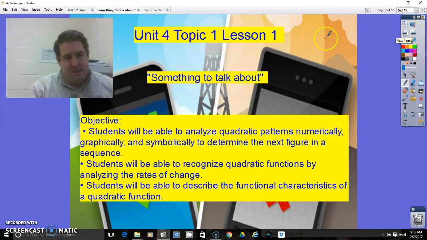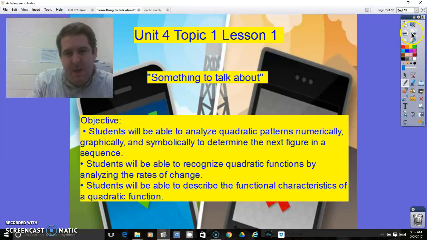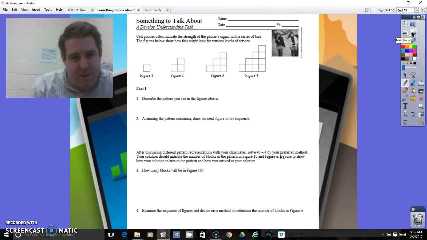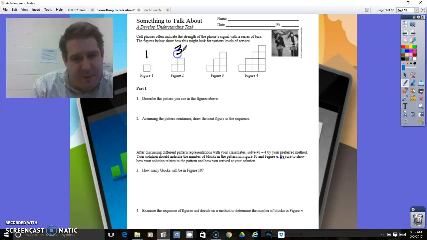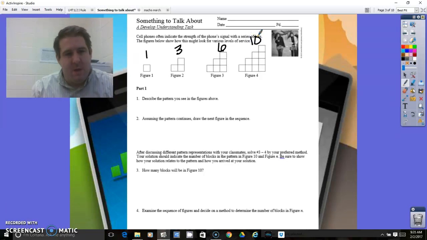All right, so this lesson is going to get us to analyze quadratic patterns. We're going to be talking about modeling quadratic patterns as well as quadratic equations. Looking at this pattern, we notice that the cell phone bar goes from 1 block to 3 blocks to 6 blocks to 10 blocks.